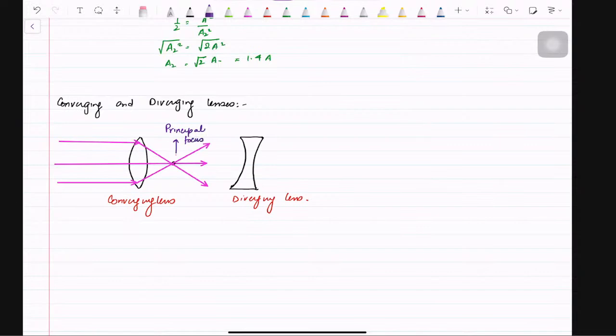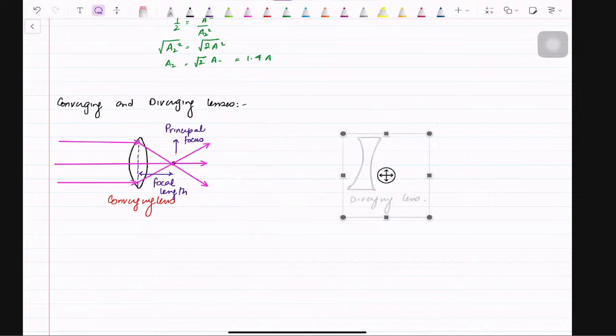Okay. Yes. Between this, like the center, to this point, this is called the focal length. All right, let's move it to the side like this, so that we have much larger space.